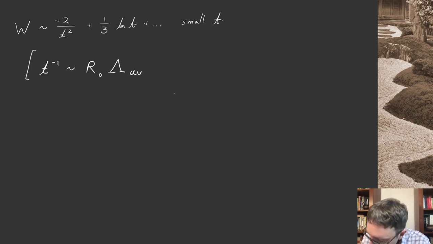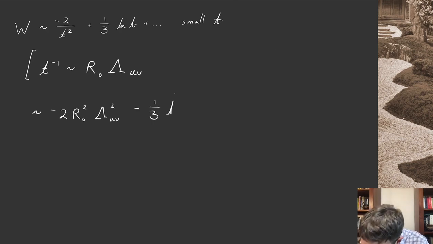Okay, so if I plug that in to what's going on above, I'm going to find minus 2 r naught squared lambda UV squared minus 1/3 log r naught lambda UV plus finite terms. And so now there's an explicit scale dependence in this theory that wasn't there before. Remember, I just put in the radius of the sphere by hand.